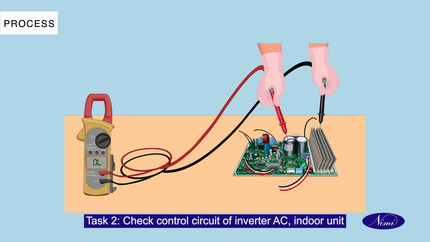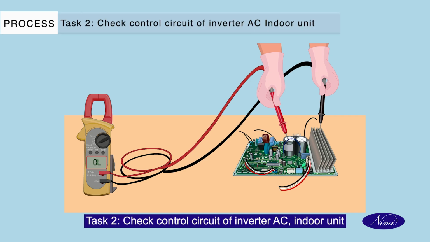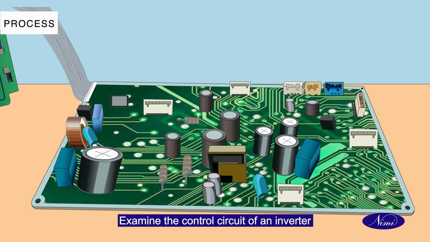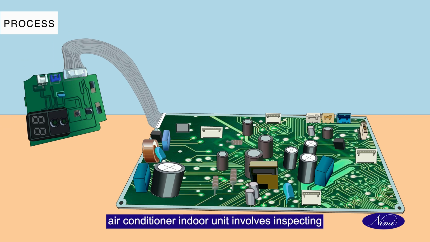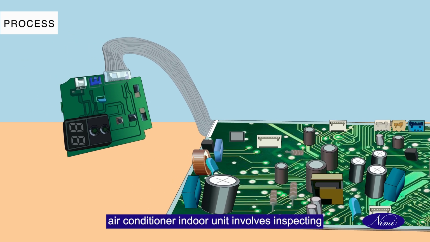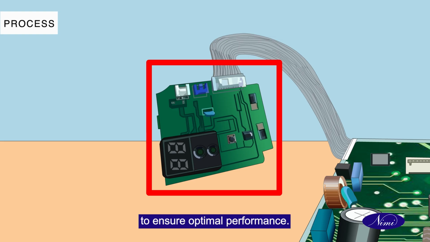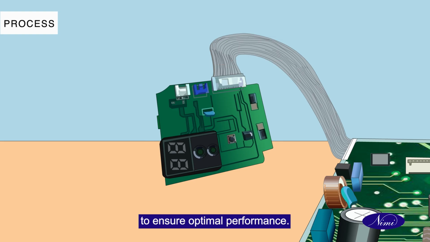Task 2. Check control circuit of inverter AC indoor unit. Examining the control circuit of an inverter air conditioner indoor unit involves inspecting various electrical elements and connections to ensure optimal performance.